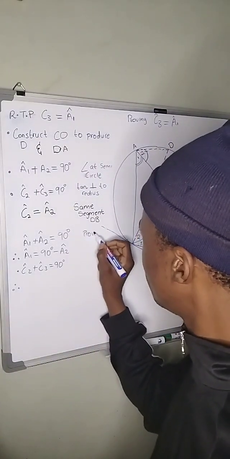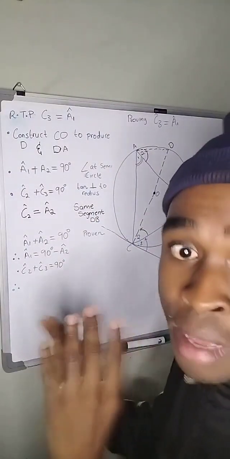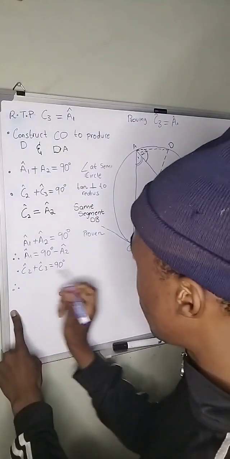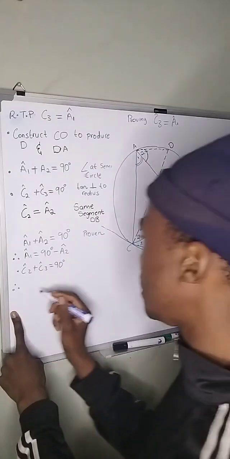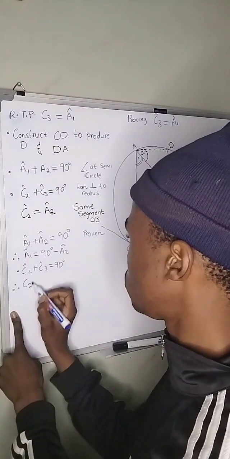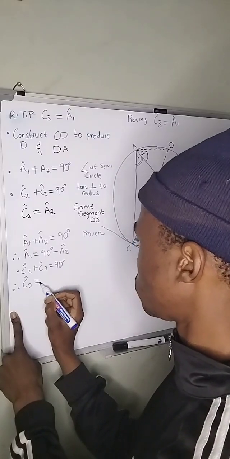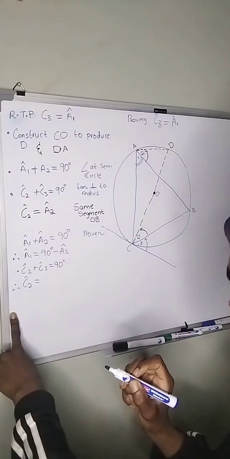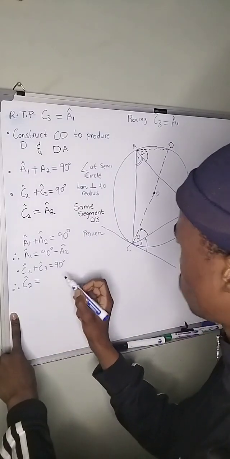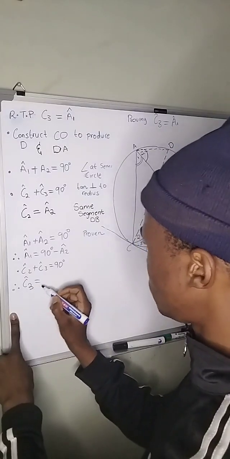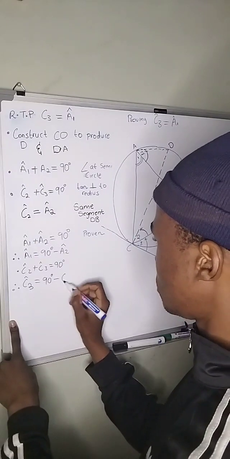Let me just write proven, because it's just maths here. I'm just doing the math here. So therefore, I will just take what? Because I'm proving for C3, I'm taking the C2 to the other side. C3 is going to be equals to 90 degrees minus C2.